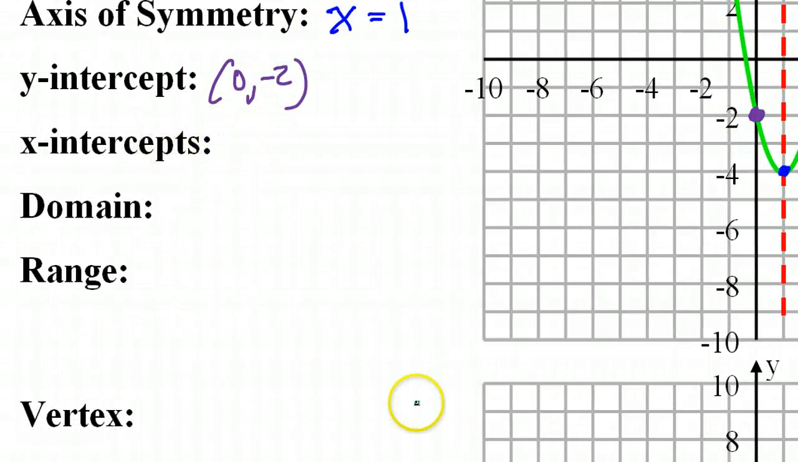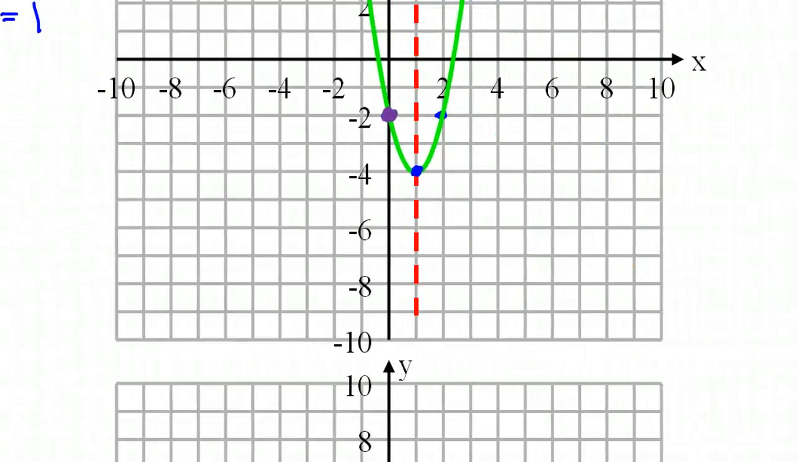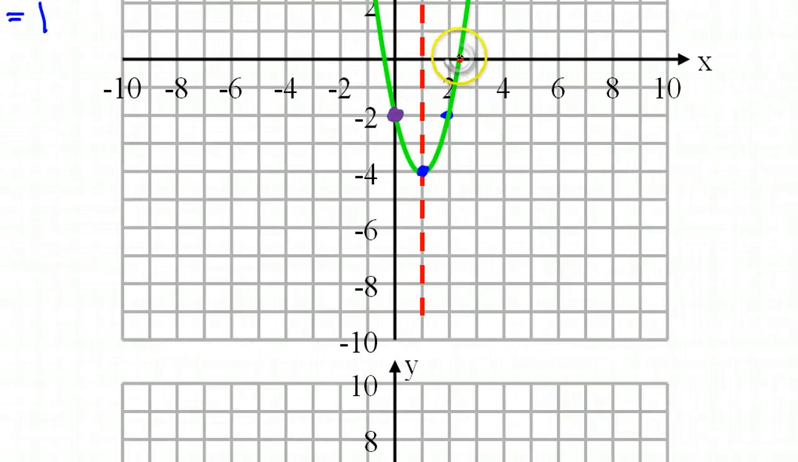Let's see. The x-intercepts we will have to estimate because these are the x-intercepts right here. They're between the lines. Let me start with the one on the left. It's a little bit to the left of 0. So I'm going to say -0.3 or something like that.